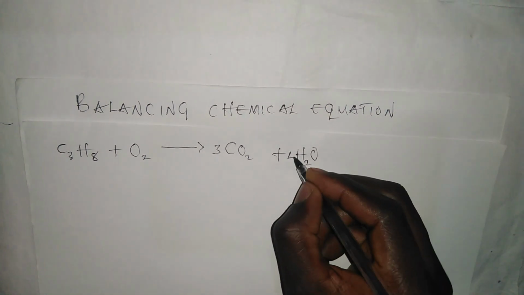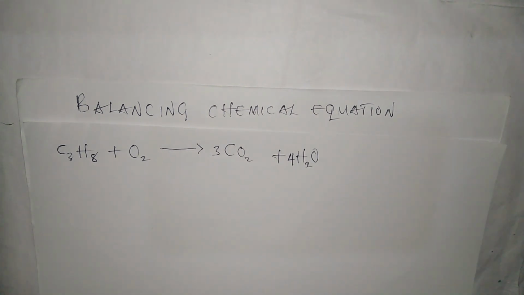Next, let's balance the hydrogen. So we have 8 hydrogen here and we have 2 hydrogen here. So what we'll do now is say 8 divided by 2 is 4. So we'll put 4 here. So we have 8 hydrogen in both sides of the equation.